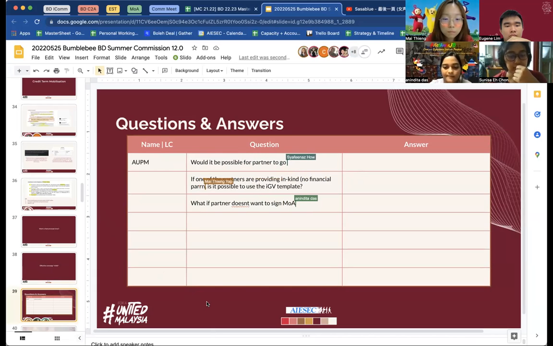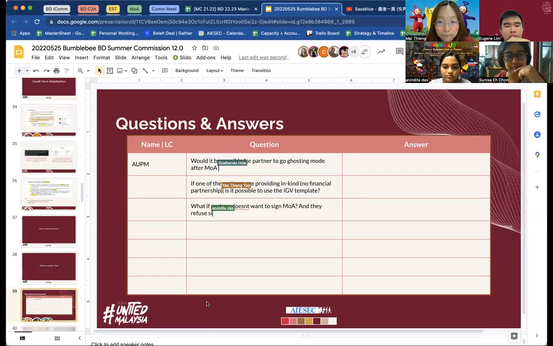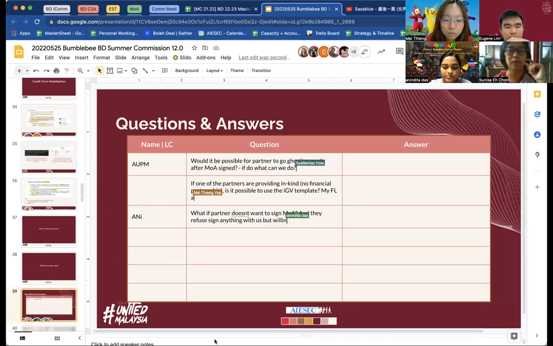IGV MOA template. Have you discussed this with your FL already? Yeah, actually my FL approved it. If your FL says it's fine, then it should be fine. I guess they should be able to rewrite some parts and things that are not applicable anymore. Since it's in kind, right?